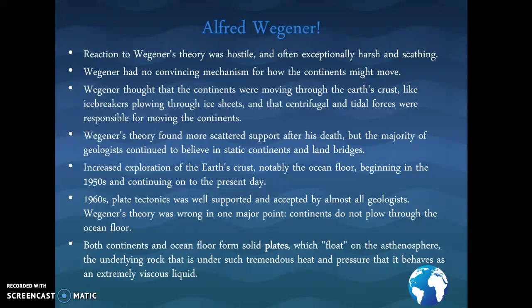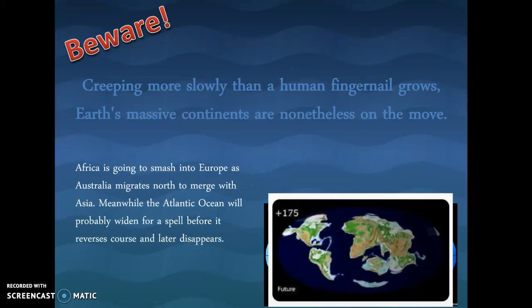As you're going to learn in upcoming lessons, both continents and the ocean floor form solid plates, which float on the asthenosphere, which is an underlying rock that is under such tremendous heat and pressure that it behaves as a very viscous or thick liquid, and that is what moves the continents along. So beware, as the continents continue to drift along, creeping a centimeter or two a year, eventually, as I mentioned before, scientists believe the Earth might look something like this, that the Atlantic Ocean will widen for a bit, but then the continents will come back together and form Pangaea again.